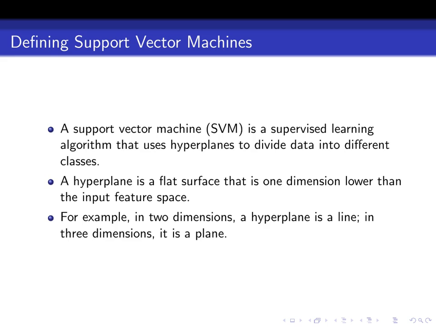Support vector machines, or SVMs, are supervised learning algorithms that use hyperplanes to divide data into distinct classes. A hyperplane is essentially a flat surface, one dimension lower than the input space. For example, in a two-dimensional feature space, a hyperplane is a line, and in 3 dimensions, it's a plane. SVMs use these hyperplanes to create boundaries between different classes in the data.